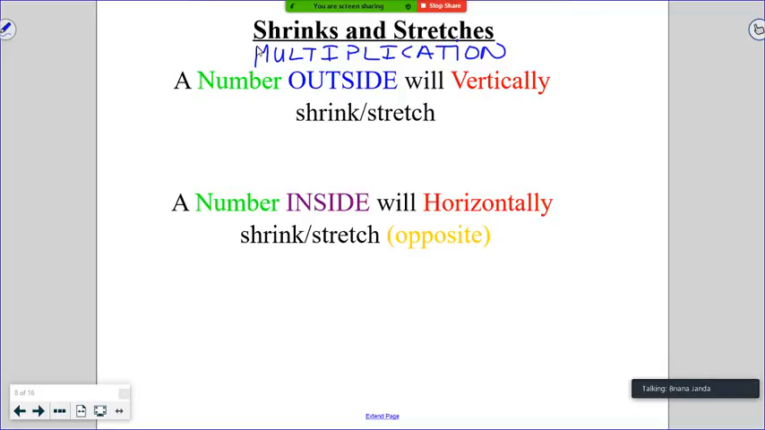If that number that you are multiplying by is on the outside, and again, remember this will hold true for everything, that outside things will always impact our graph vertically, and vertically means our y column of our table. That inside things will impact our graph horizontally, always, and that is our x column of our table.